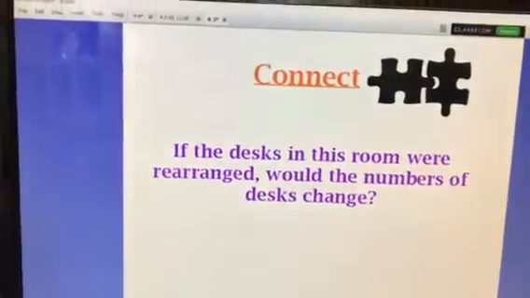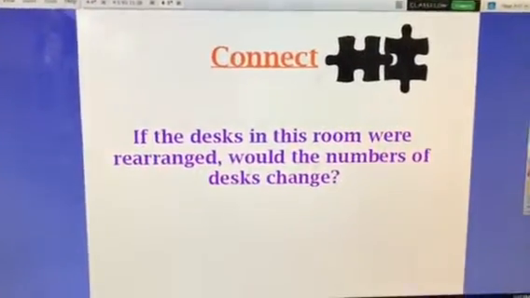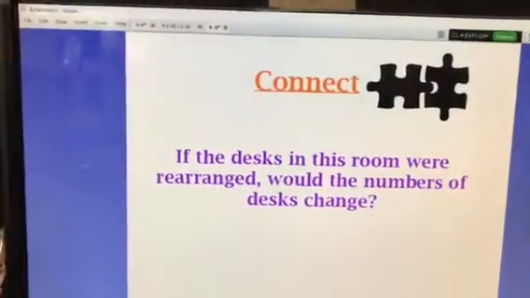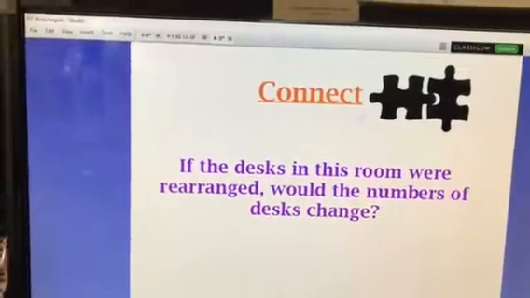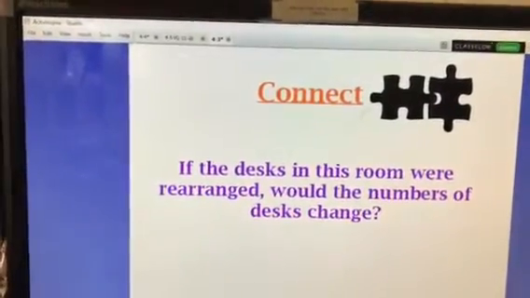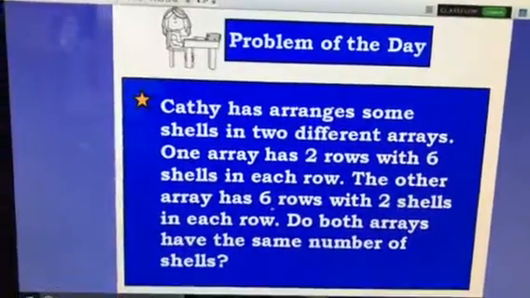So we discussed if the desks in the room were rearranged, would the number of desks change? And the answer to that is no, because we actually have 26 desks in our room, and no matter how we rearrange them, in whatever many different groups, we know that there are still 26 desks in the room. And here was the problem of the day.